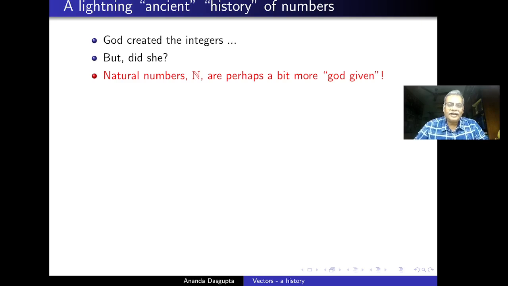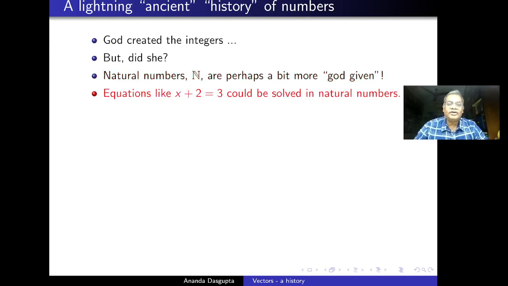Now, let's pretend that we have jumped a few millennia and we can write algebraic equations now. Equations like x plus 2 equals 3 can be written entirely using natural numbers. Other than the symbol x, everything else in the equation is a natural number. And you can solve it in natural numbers. In the set of natural numbers, as you can obviously figure out, the solution to this particular equation is x equal to 1.